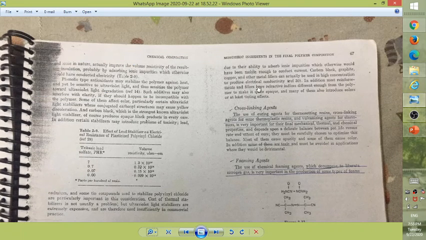Then carbon black, graphite, copper, and other metal fillers can actually be used in high concentration to produce electrical conductivity. In addition, most reinforcement and fillers have refractive indices different enough from the polymer to make it quite opaque, and many of them also introduce color or at least tinting effects. So the product which will be formed won't have a proper color, it can have some tinting effect like patches on it.